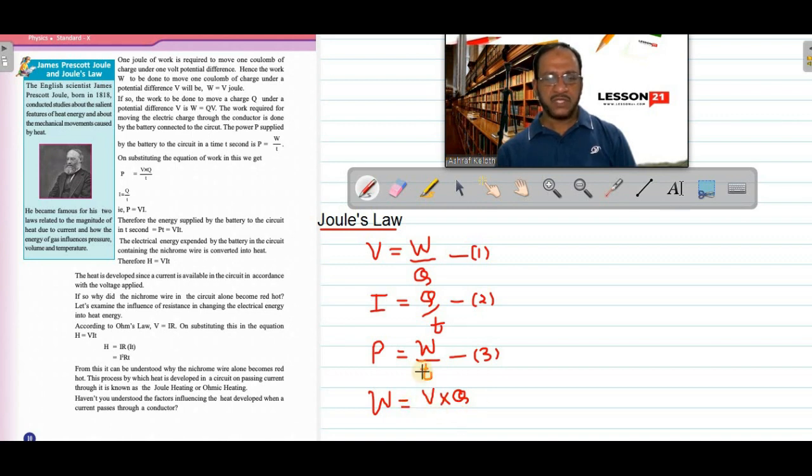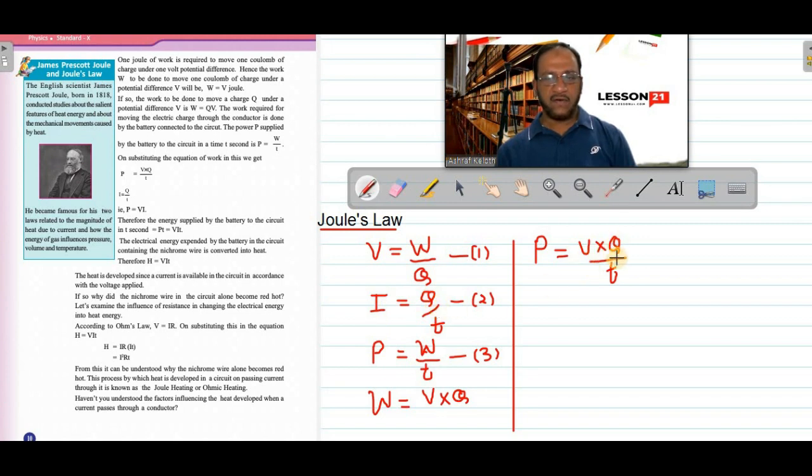Now we can substitute this equation in equation number 3. When we substitute this equation in equation number 3, we can write power P is equal to, instead of W, I can put V into Q, because W is equal to V into Q. Here in this portion of W, I am giving V into Q divided by T.